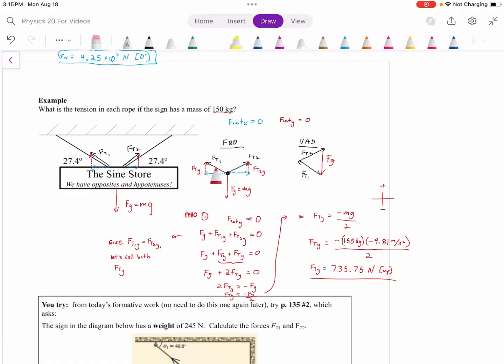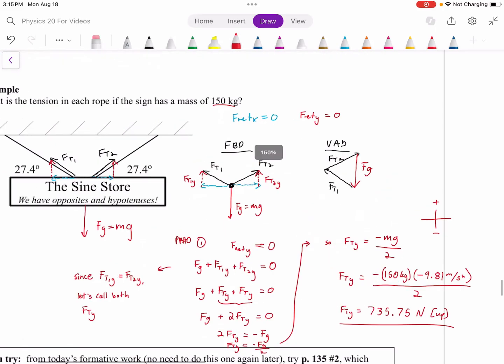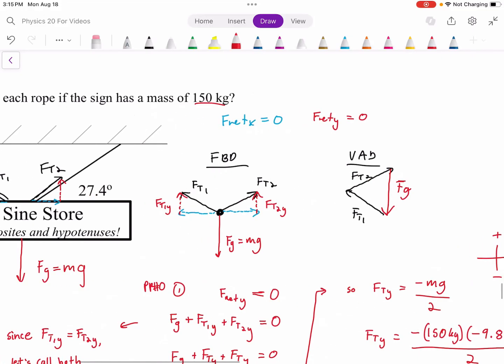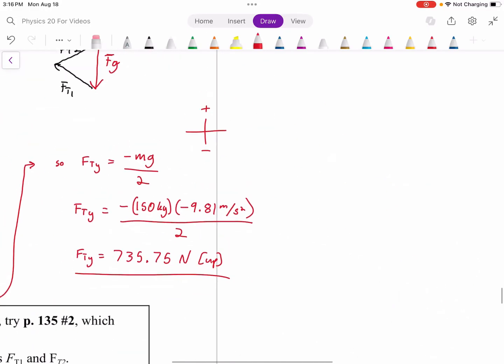Okay, so that is, for both of these triangles, this side here, right? Now be careful, we didn't want just the vertical component of the tension, we wanted the tension itself. But now we know, right? We know this angle is 27.4 degrees in here or in here, right? We have opposite. We just want hypotenuse, the tension itself. So let's go ahead and get that.